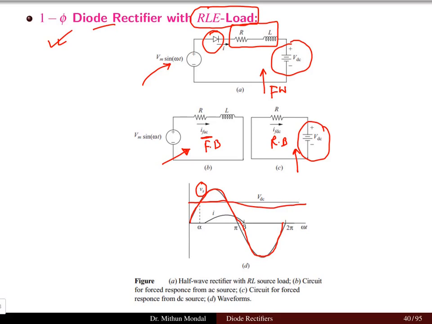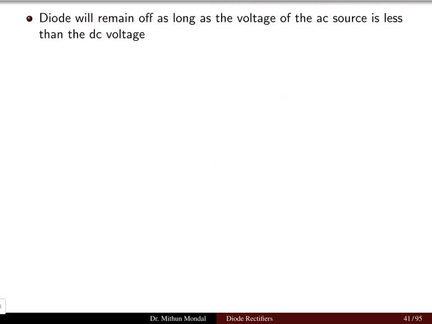The conduction period will start from a certain alpha, and then it will discontinue up to beta, and we have the first half cycle at pi. So we can say that beta is more than pi. Now what is this beta extinction angle? Let us discuss that.